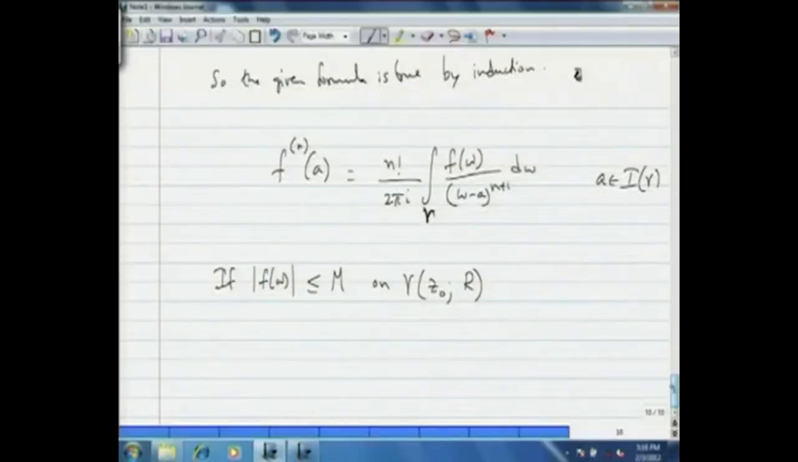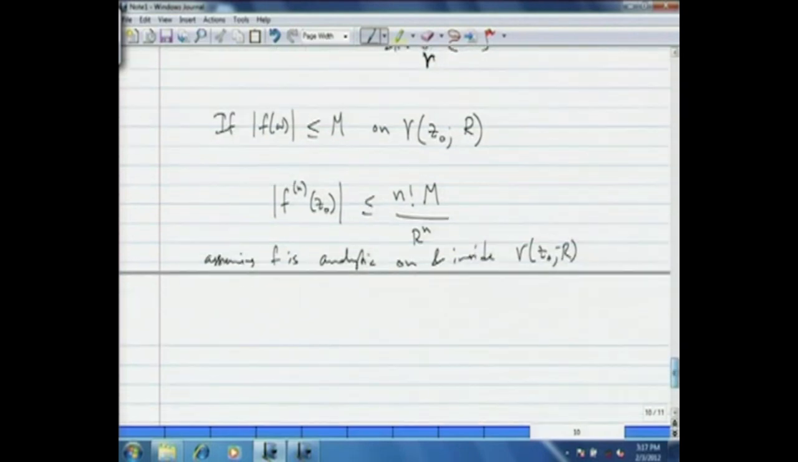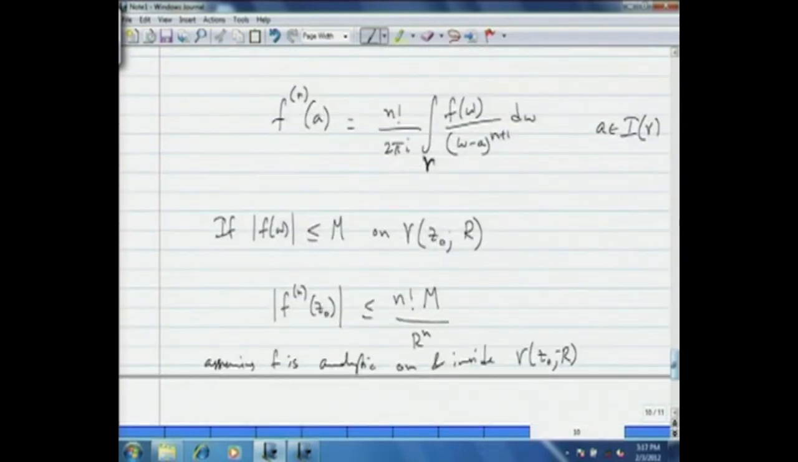then the modulus of f^(n) at z naught is less than or equal to n factorial times M divided by r to the power n, provided, of course, assuming that f is analytic on and inside gamma z naught r. And that is your Cauchy's inequality or Cauchy's estimate. And that is an easy consequence of the above formula, by using the estimation theorem.